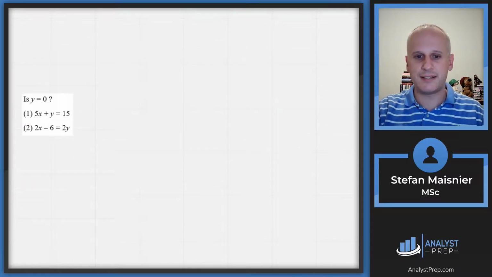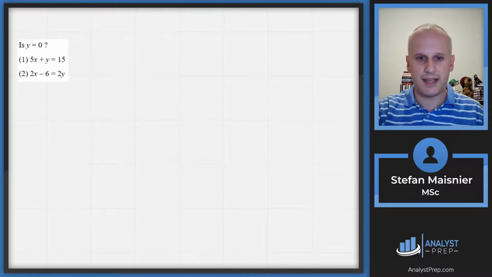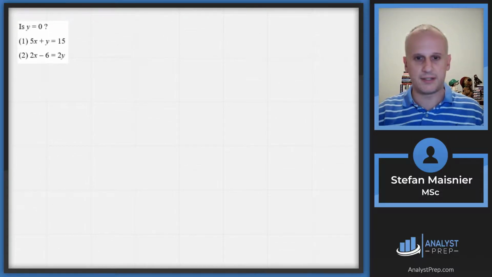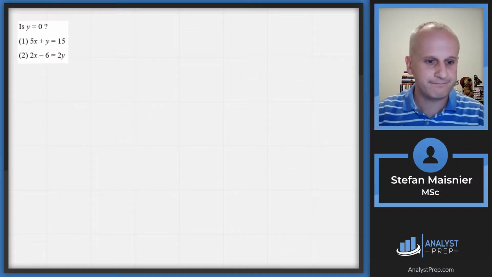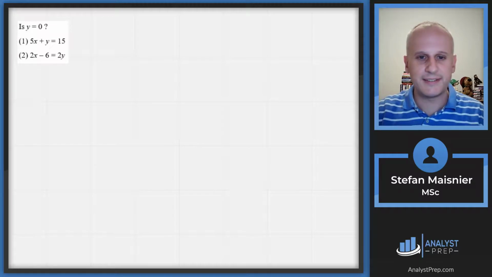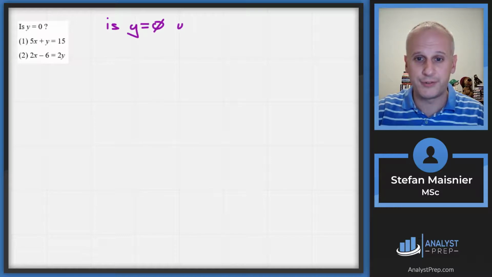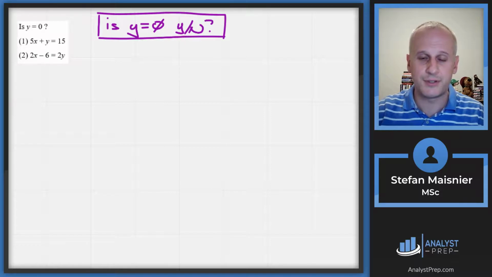So now let's scroll on down and take a look at a data sufficiency example. We've got this one, not much to go on. We're just being asked, is y equal to 0? And of course, this is a yes-no data sufficiency, so we'll box that off so we don't lose sight of what we're being asked for.